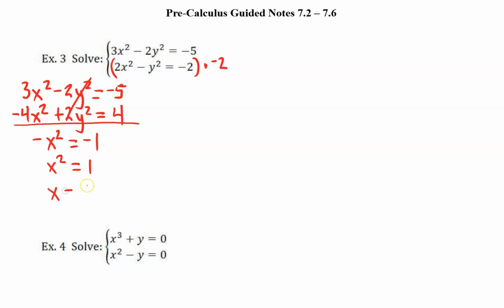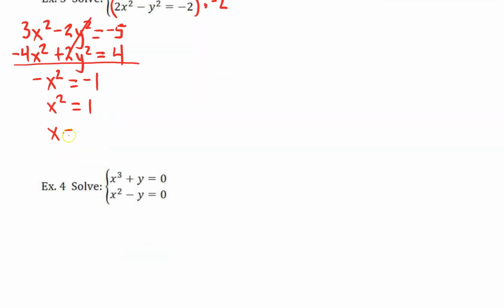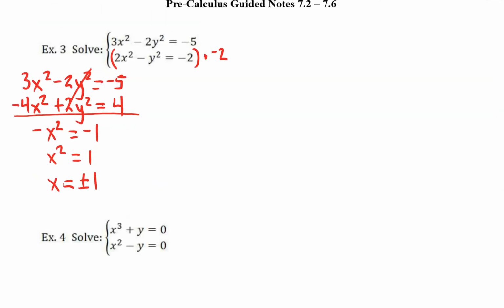So x would equal, sorry, my pen is not working real well, plus or minus 1. So now I have two answers for x. I'm going to go back and try to find the y's that go with them. So I'm going to use one of the equations. I'll use the first one. So for the first one, I'm going to replace the x's. So 3 minus 2y squared is equal to negative 5.